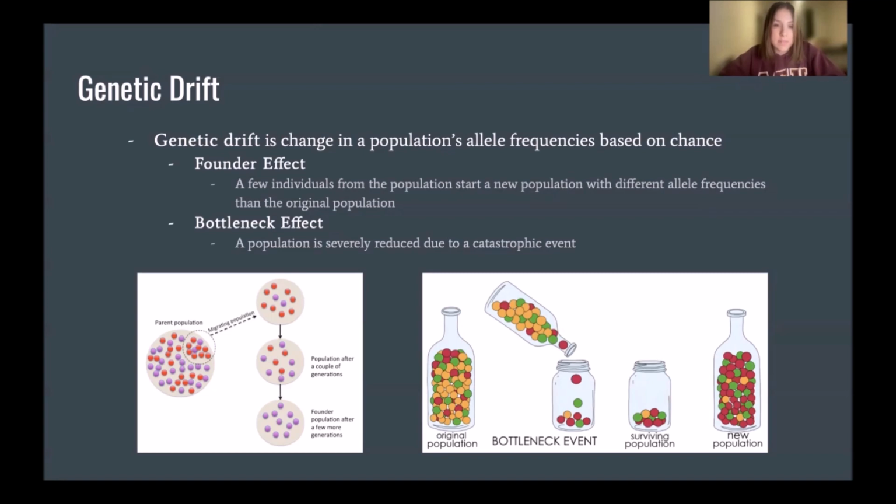Next is bottleneck event. And bottleneck event is when a population is severely reduced due to a catastrophic event. And this can be something like a tsunami, a fire, an earthquake. So there's a lot of different things that can happen there to cause this bottleneck, and that is shown in the bottom right image.